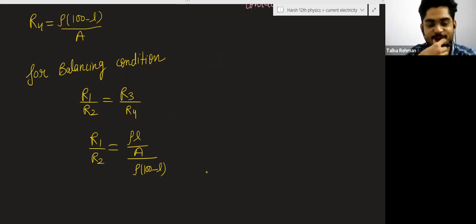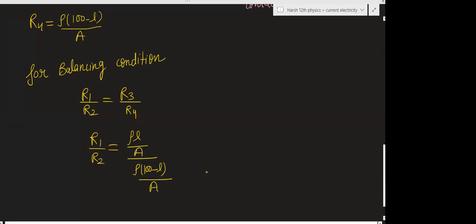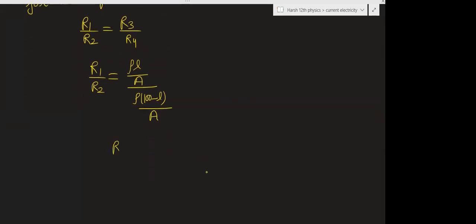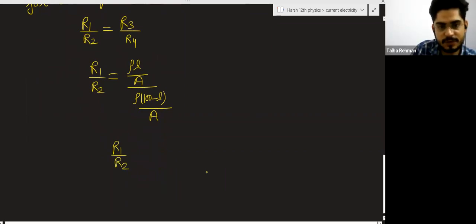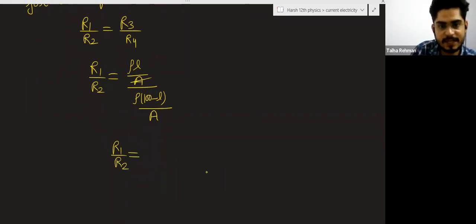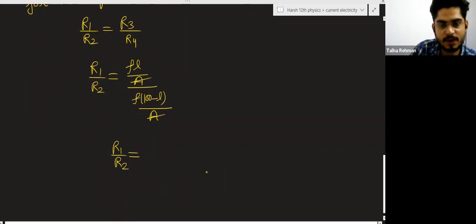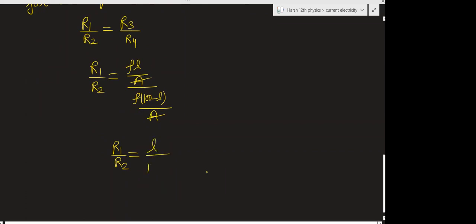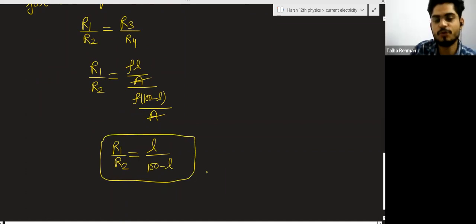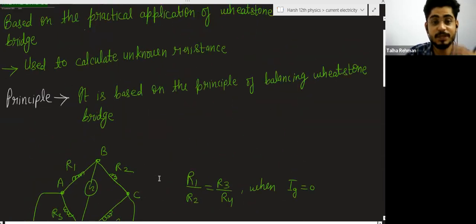So rho and A will cancel out, and you will get R1 by R2 equal to L divided by (100 minus L). This is the final result. If you do not know any one of R1 and R2, you can get it from this. So just please note it down.